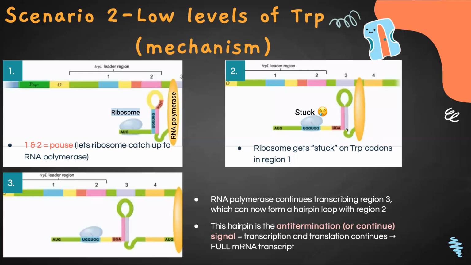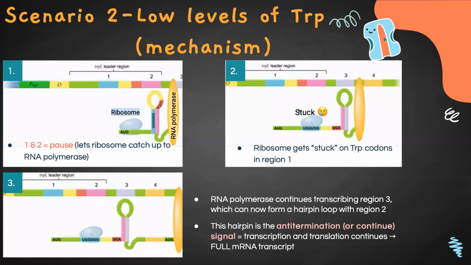I think it's because it's not stuck forever. It just takes a while, because there's not a lot of trp in the cell, but eventually the trp will attach and it will be able to keep on moving. Sorry, maybe stuck isn't the right word. It's just a longer pause, waiting for whatever tryptophan there is to eventually make its way to the ribosome, and then it can keep going.